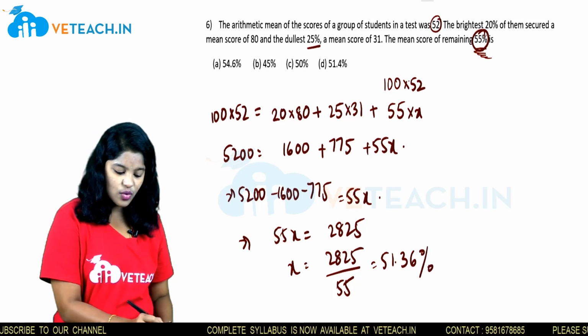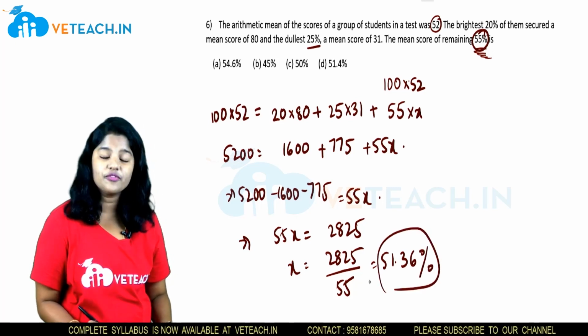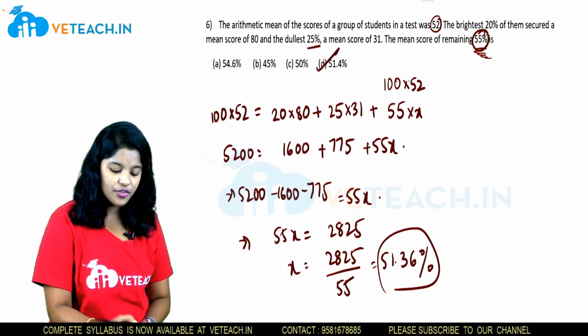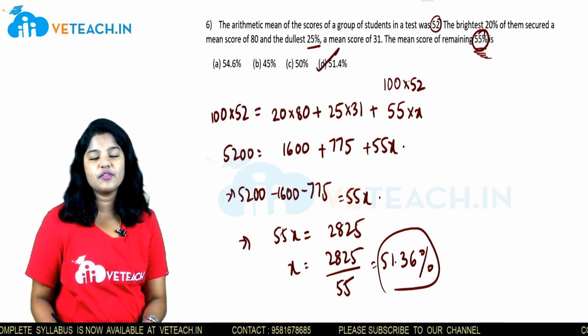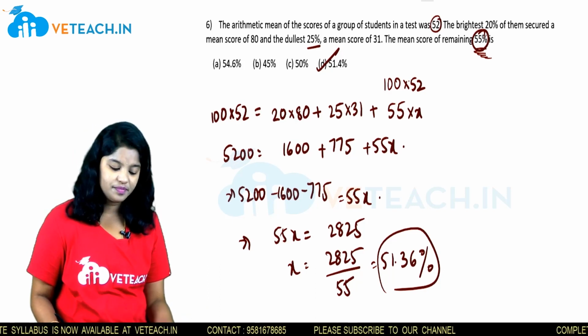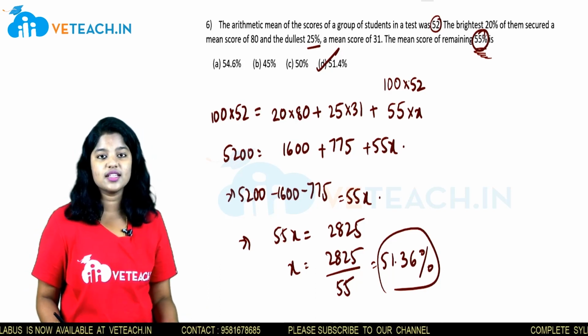51.36%. So in the options, the nearest value to 51.36 is 51.4%. So the mean score of 55 students is 51.4%. So option D is our correct answer.